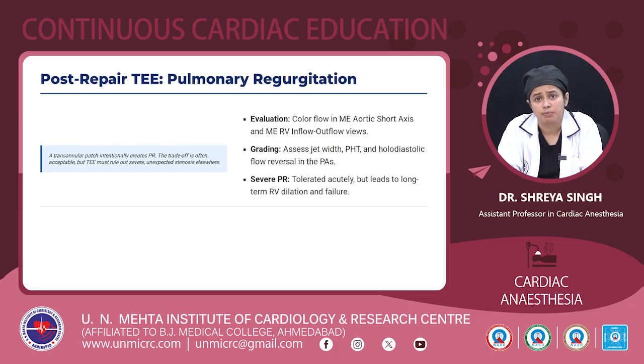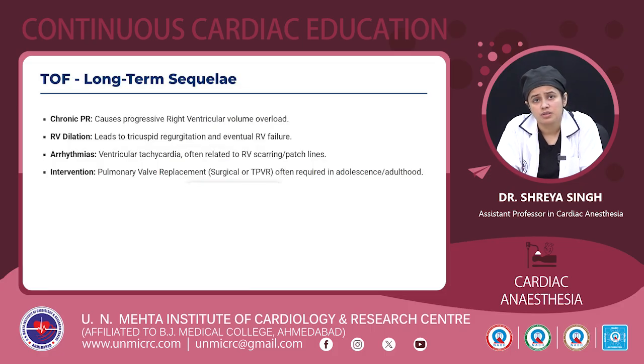In case there's pulmonary regurgitation, it can be seen on color flow in the mid-esophageal aortic valve short axis and mid-esophageal right inflow-outflow views. We can assess the jet width, the pressure half time, and holodiastolic flow reversal in the pulmonary artery. And if there's severe PR, usually it is tolerated acutely, but it leads to long-term RV dilation and failure.